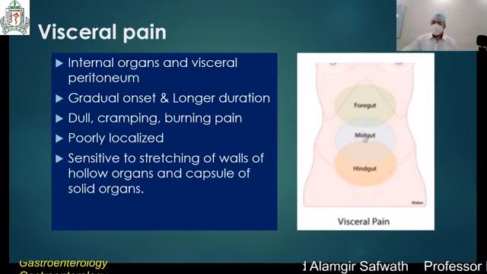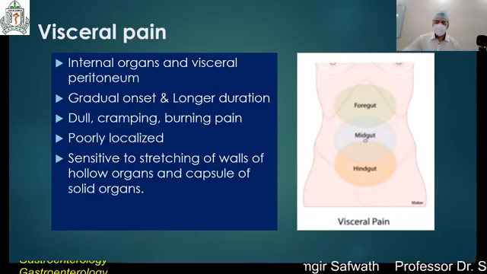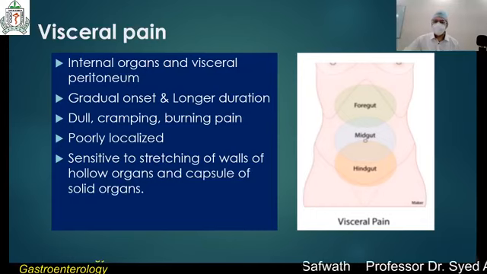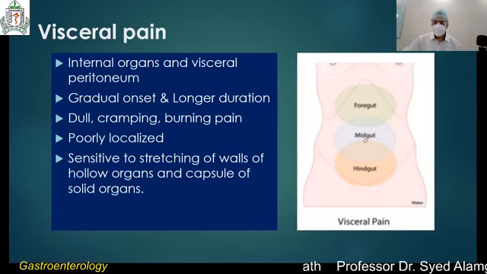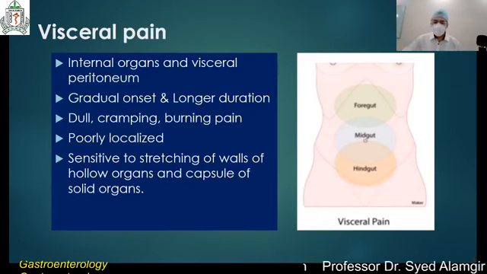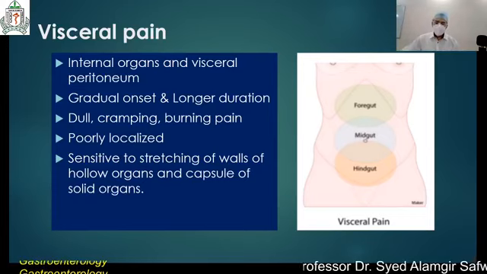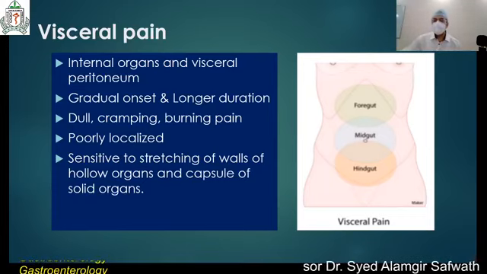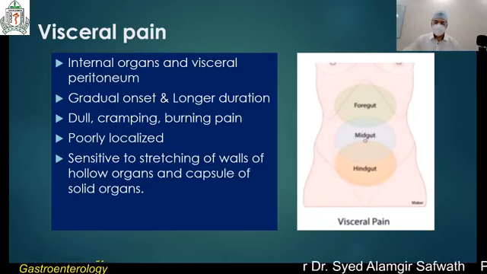If you ask the patient to describe his pain, the patient at first will tell that it is not a sharp pain, it is a dull pain for a prolonged period, and gradually the intensity is increasing. The onset is not sudden, it is gradually increasing. And if you ask the patient to locate the pain, it will be a bit difficult because it is poorly localized. Visceral pain is poorly localized.